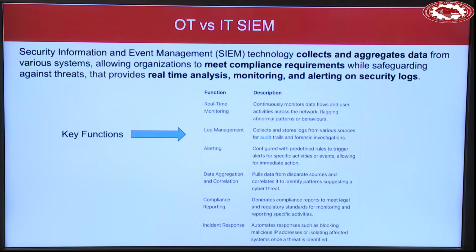Then we got something called security information and event management. Have you heard of this? It's a technology to collect and aggregate data from various systems, allowing organizations to meet compliance requirements while safeguarding against threats, that provides real-time analysis, monitoring, and alerting on security logs. So now we have a number of tools that support SIEM, security information and event management, which simply says we are collecting information, collecting data, trying to understand any cyber event within this. And if you find it, we want to manage it.